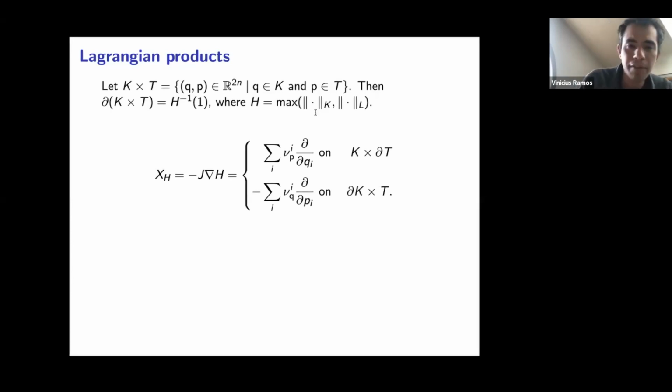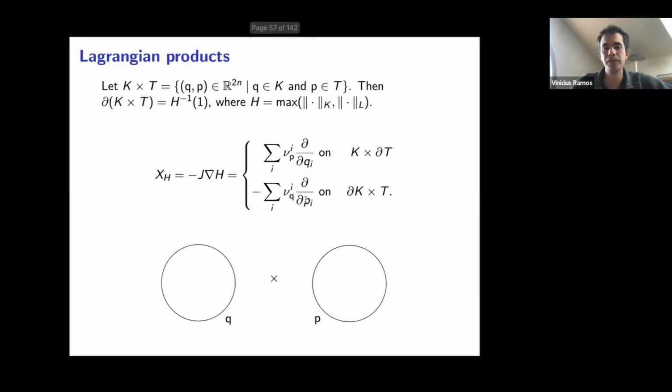So on K times the boundary of T, you take the normal vector to T, but now you take the coordinates in the dq_i plane. That's what happens when you multiply by minus J. And on the other part, you have the normal vector to K, but then you look at this vector in T, with a minus sign. Okay, so that's what the Hamiltonian vector field of H is.